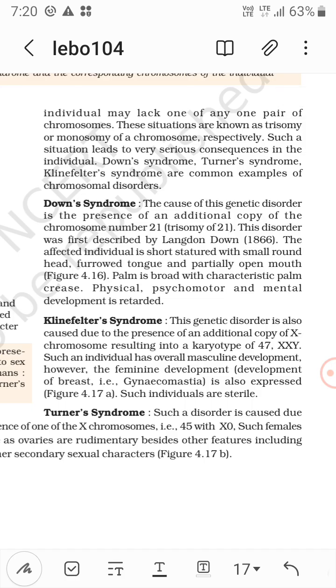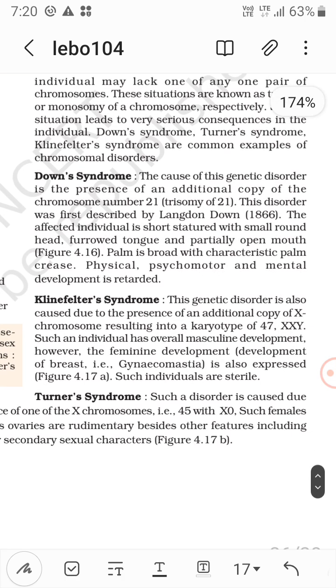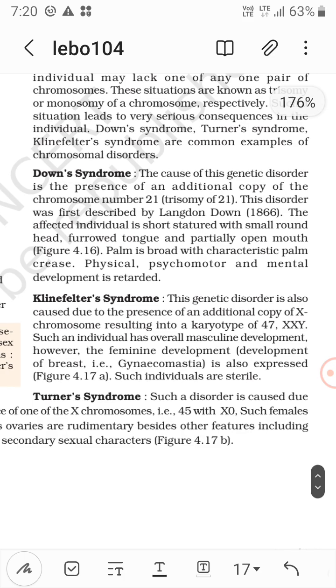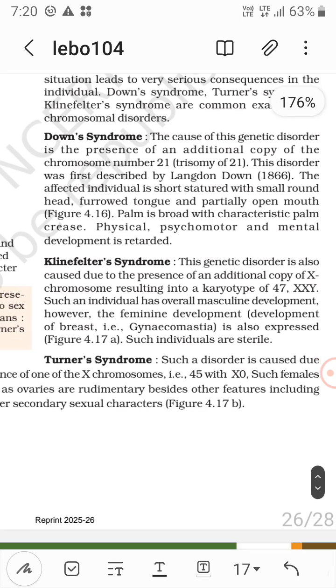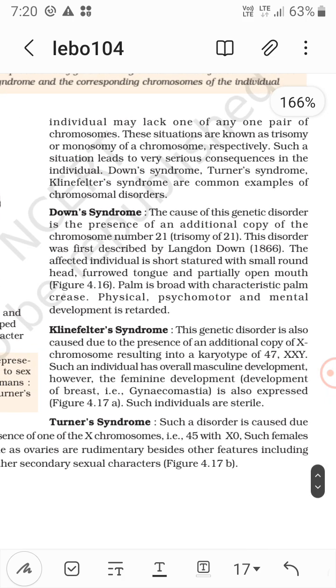The affected individual is short statured with a small round head, furrowed tongue and partially open mouth. The palm is broad with a characteristic palm crease, and physical, psychomotor and mental development is retarded. So these are the characteristics of Down syndrome.